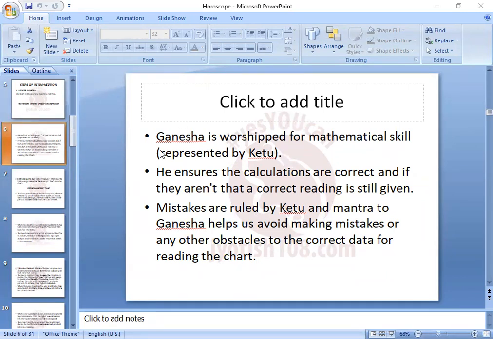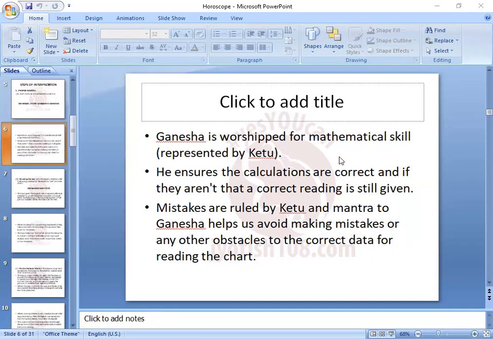Why Ganesha? Because Ganesha is worshipped for mathematical skills represented by Ketu. Just for the people who are new, Vedic astrology has three dominant planets. Number one is the sun, because one of the Sanskrit names for the sun is Jyotisha. The sun is responsible for allowing you to throw some light on the person's problems, on the life of that person.